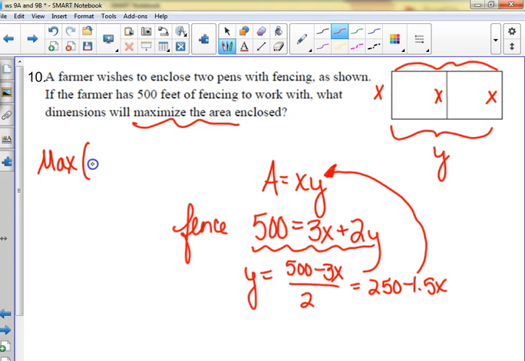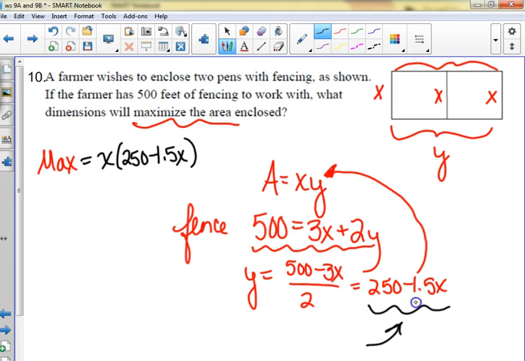So then you're finding the maximum of x times 250 minus 1.5x. And once you find the maximum, that's the maximum x, which is one of the dimensions, but you also have to plug it back in here to find the other dimension.